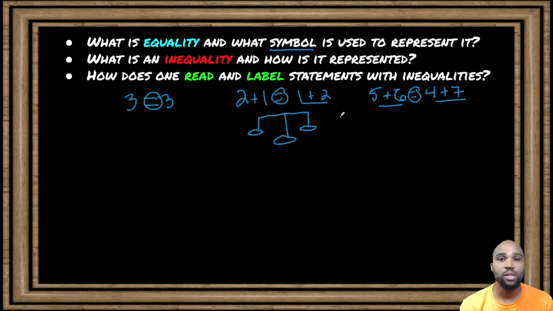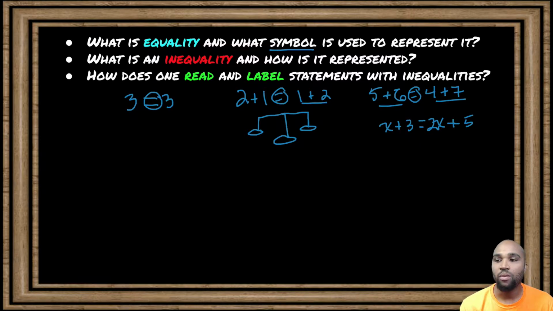Why is that important? Because later on you're going to get into items that are not numerical, that are not whole numbers or integers. Instead of 5 plus 6 equals 4 plus 7, you will have something that looks like this. Let's say this is x plus 3 equals 2x plus 5, just to make it look interesting.